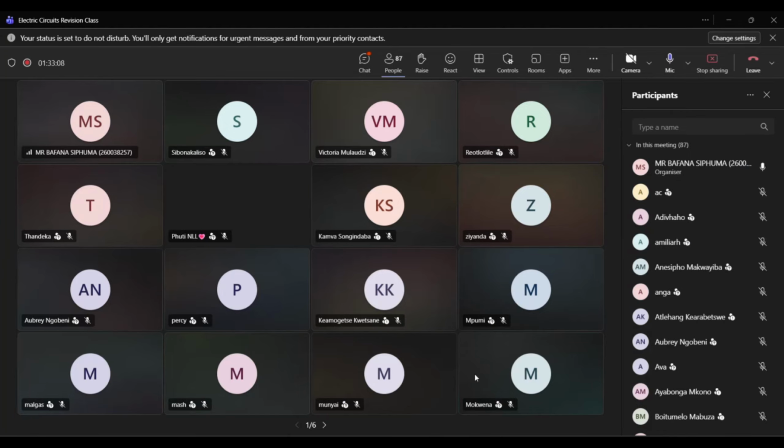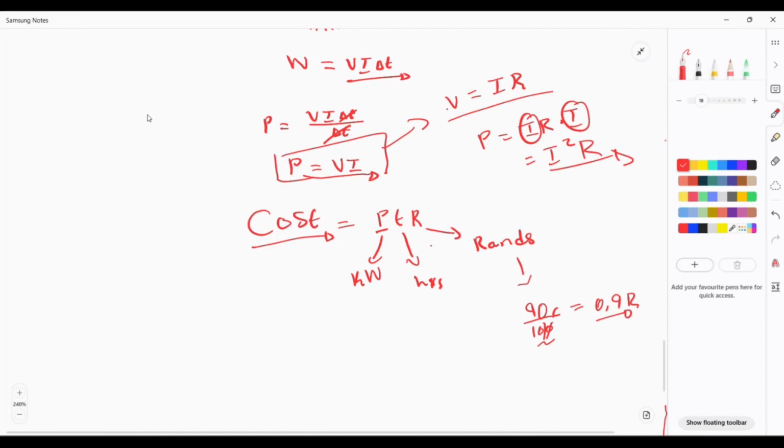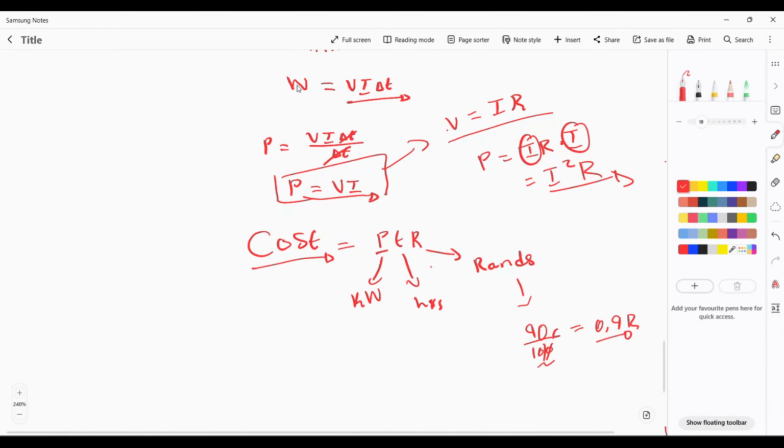So it does not necessarily have to be a whole number. It can be something with decimals as long as it is in rands. Yes, thank you, sir. All right. Then if there is no other question, let me quickly come over here.